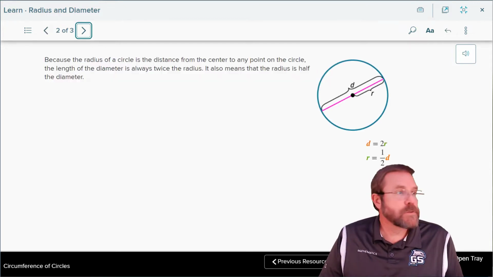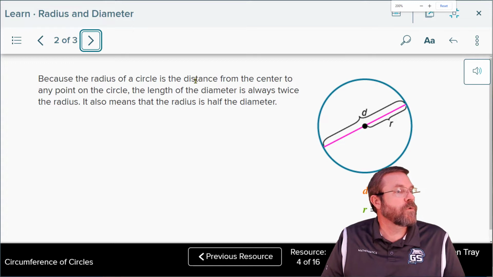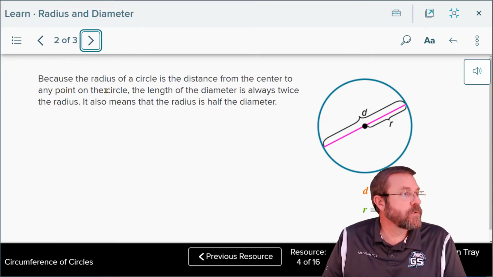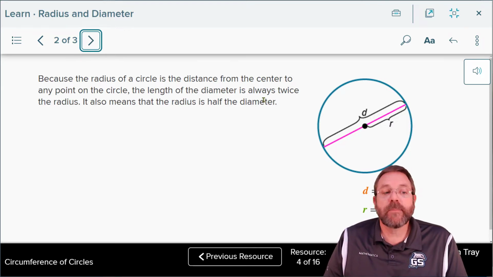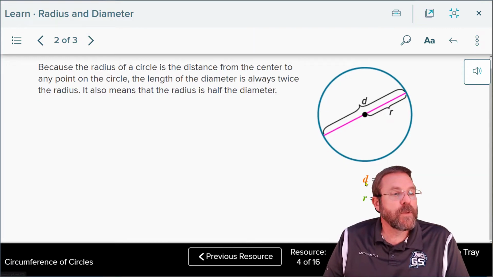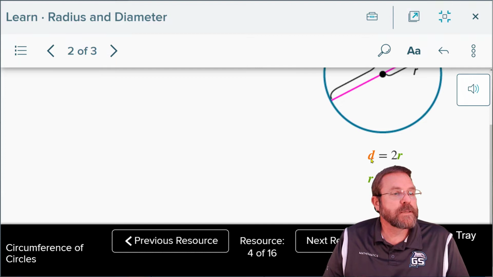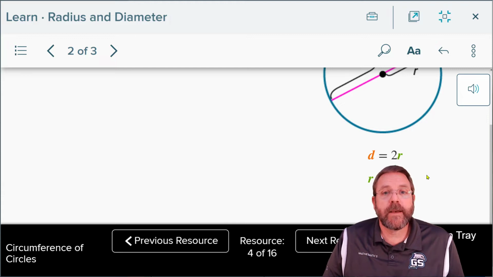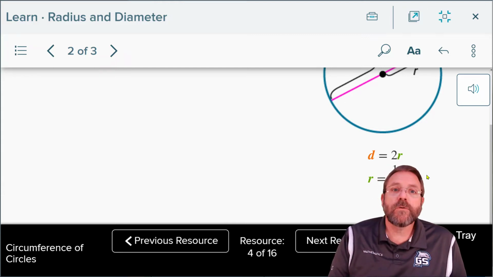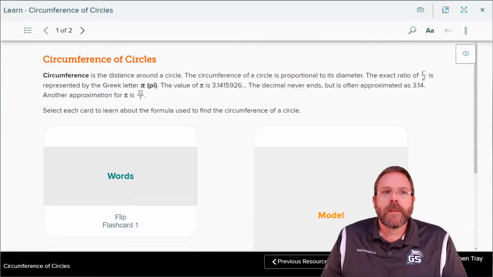Now, because the radius of the circle is the distance from the center to any point on the circle, and the diameter is always going to be twice the radius, that means the radius is going to be half the diameter. So you have two formulas you can see down here. The first one says the diameter is equal to 2 radiuses. The second one says the radius is equal to 1/2 the diameter. You may find these useful as we continue in this study.